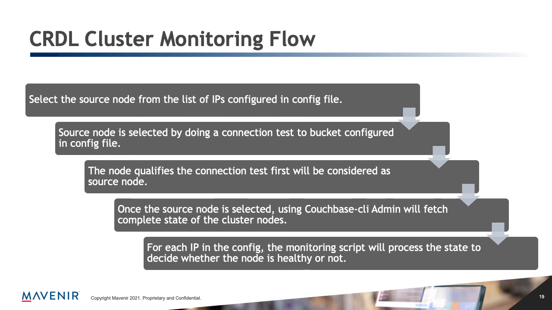Once the source node is selected, using Couchbase CLI, admin will fetch the complete state of the cluster nodes. For each IP in the config file, the monitoring script will process the state to decide whether the node is healthy or not. And depending upon the states of the node, the respective action will be taken by the CRDL admin to maintain the cluster HA. This is the overall monitoring flow on the Couchbase cluster by the CRDL monitoring framework.